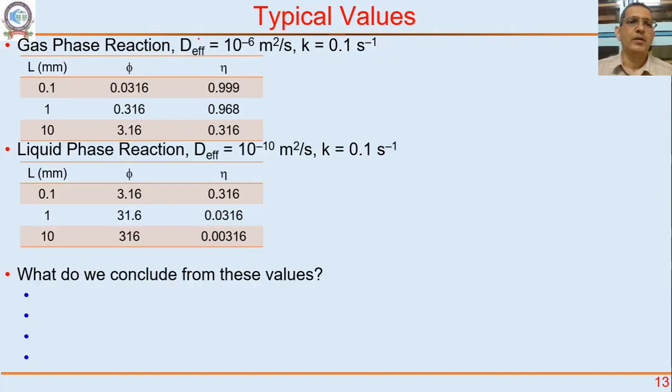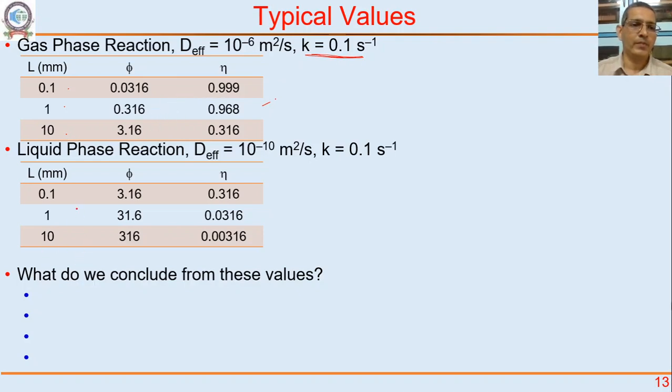Next, let's take different catalyst pellets, different sizes of catalyst pellet. Effective diffusivity is, let's say, 10 raised to minus 6 meter square per second. k is 0.1 second inverse. Remember this 0.1 second inverse. Where does that come from? Fast reactions, slow reactions. It is a moderately fast reaction. So L is 0.1 millimeters, 1 millimeter or 10 millimeters. Calculate phi, calculate eta. Do it for yourself.